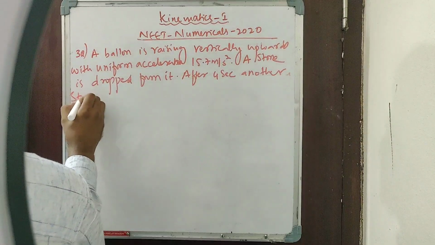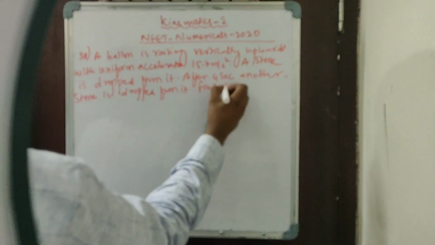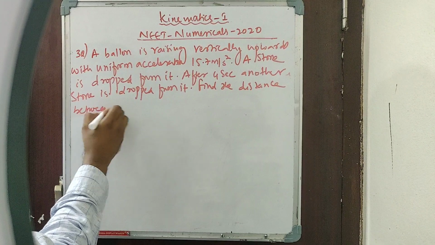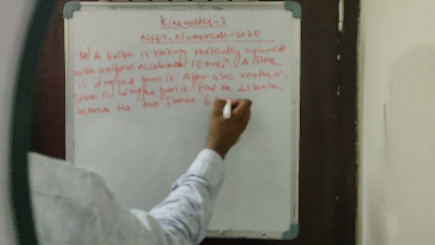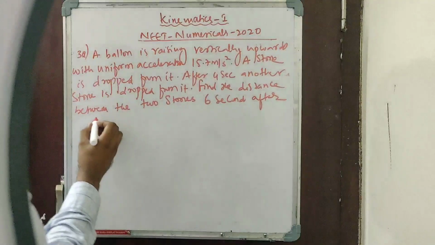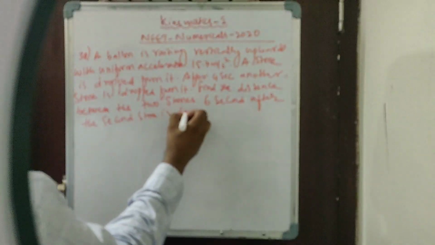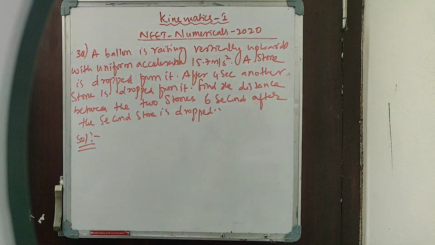Another stone is dropped from it. Find the distance between the two stones 6 seconds after the second stone is dropped. This is the question. So try to pause the video for a second and take 1 minute and try to do it for the given condition.